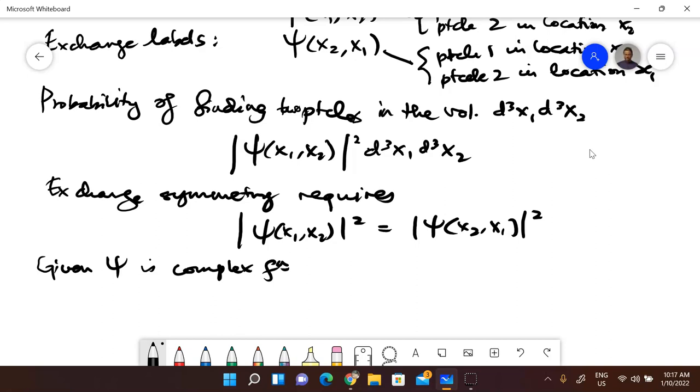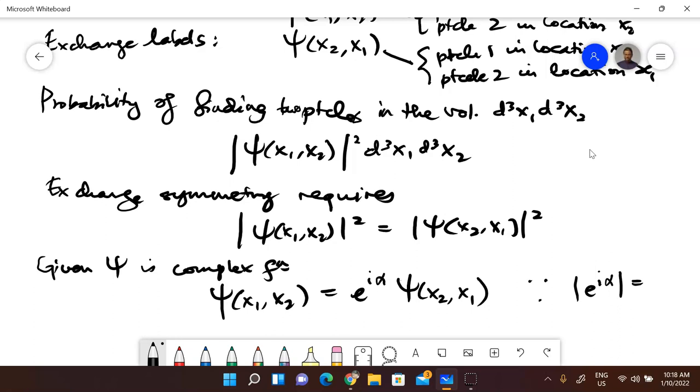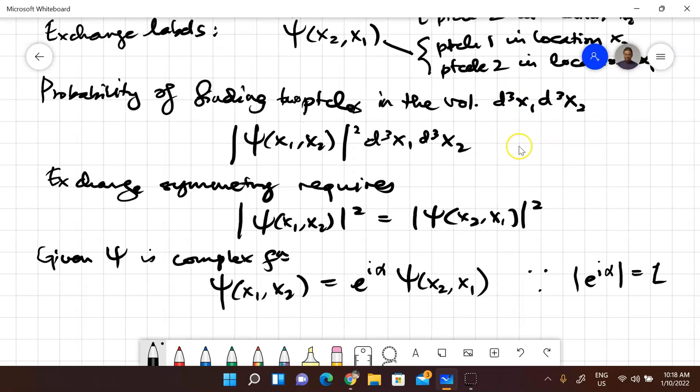Given your psi is a complex function, then these two wave functions with the label swap can only be related by a phase factor. Okay. Psi x1, x2 has to be equal to some scalar which belongs to complex numbers but of modulus 1. Okay. So when you take the modulus squared, this just gives you one, okay? Now the question is, what is this alpha supposed to be?